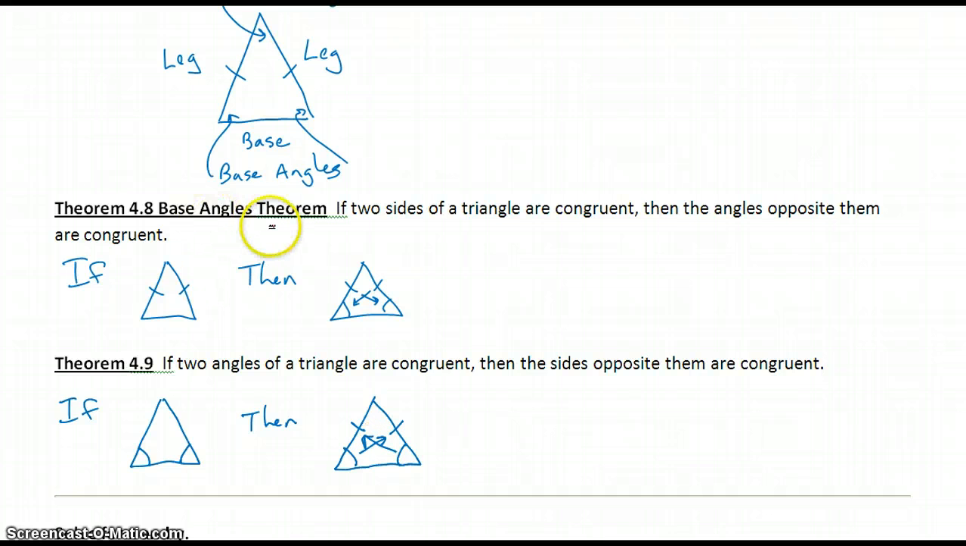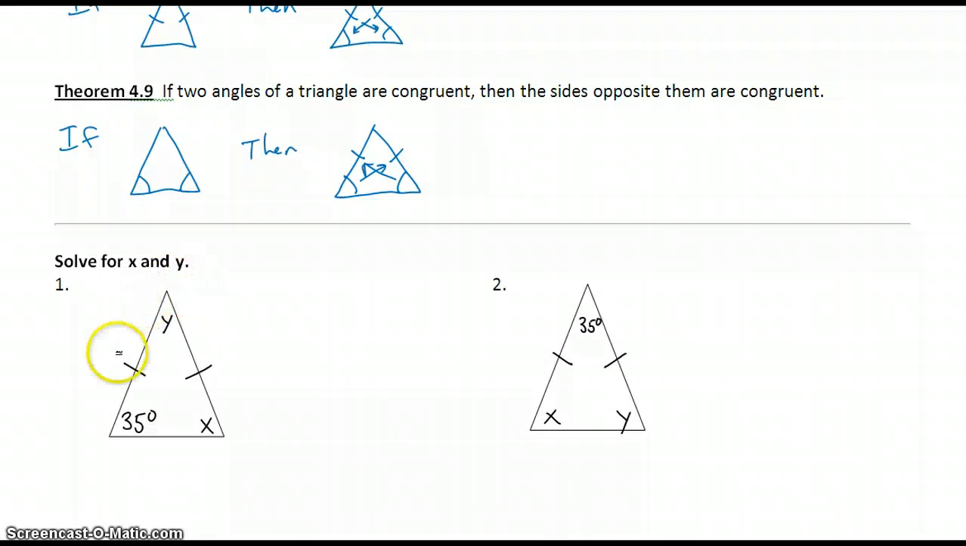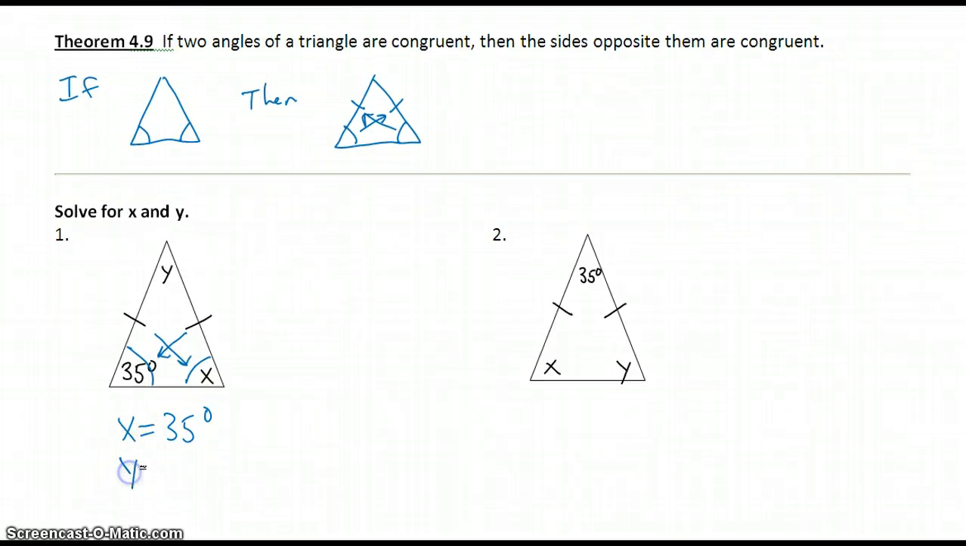Let's use the base angle theorem. If we look at this triangle, we have two congruent sides, and the two angles opposite those two congruent sides are going to have to be congruent, which means that these two angles are the same, which means that x is 35 degrees. To solve for y, we need to use the fact that a triangle has 180 degrees.